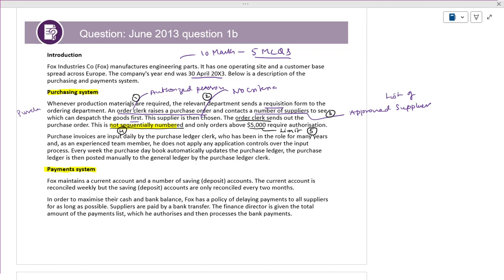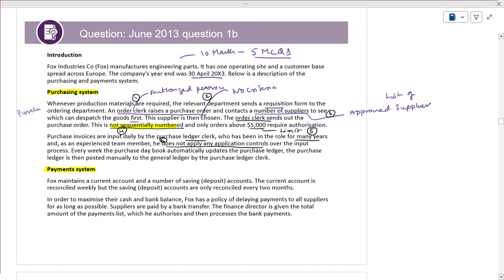Simple process. Purchase invoices are input daily by the ledger clerk, who has been in the role for many years, and as he is experienced, does not apply any controls. Is it right? This is point number 6.